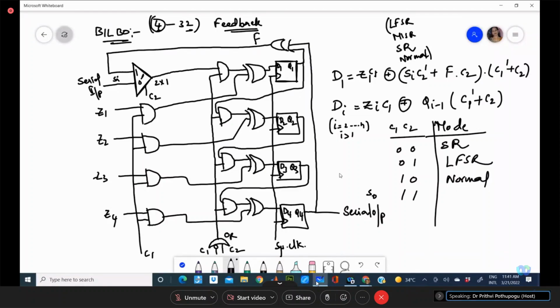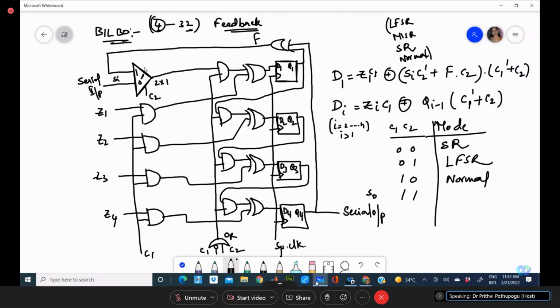If this connectivity is there, then we said it is a serial operation. So it's a shift register. For 1, C1 will be 0, C2 will be 1. This is C1 dash, this is C2. This will be connected. Not only that, C1 makes this Z to be connected. Not only that, your C2 here is 1, means that your feedback is there.